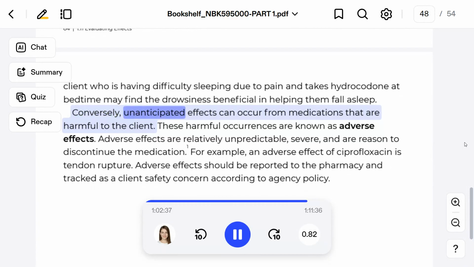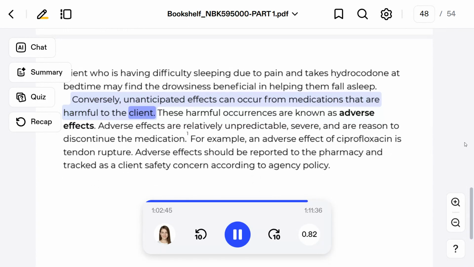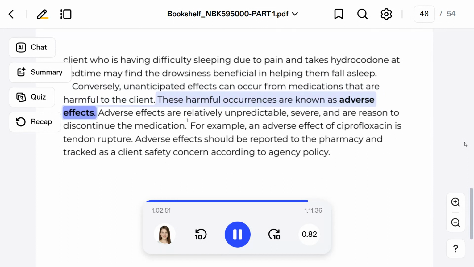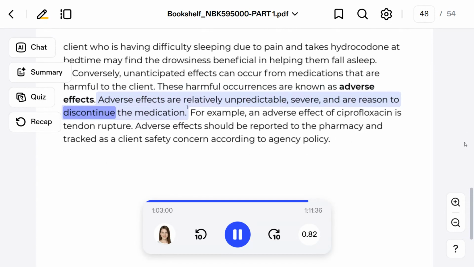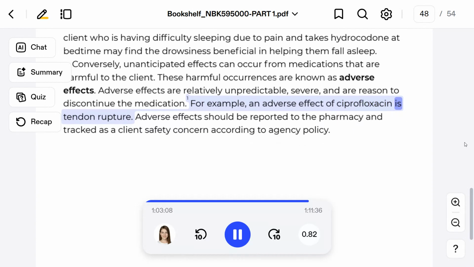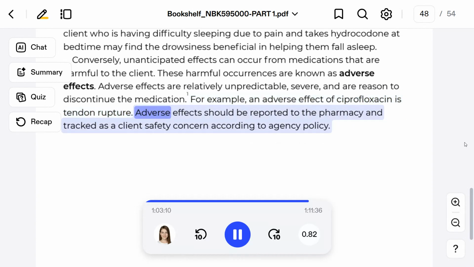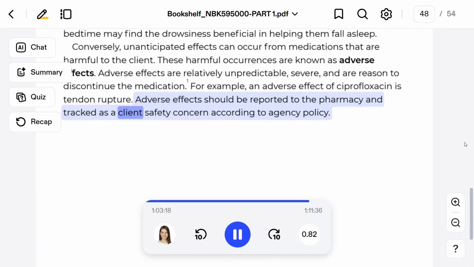Conversely, unanticipated effects can occur from medications that are harmful to the client. These harmful occurrences are known as adverse effects. Adverse effects are relatively unpredictable, severe, and are reason to discontinue the medication. For example, an adverse effect of ciprofloxacin is tendon rupture. Adverse effects should be reported to the pharmacy and tracked as a client safety concern according to agency policy.